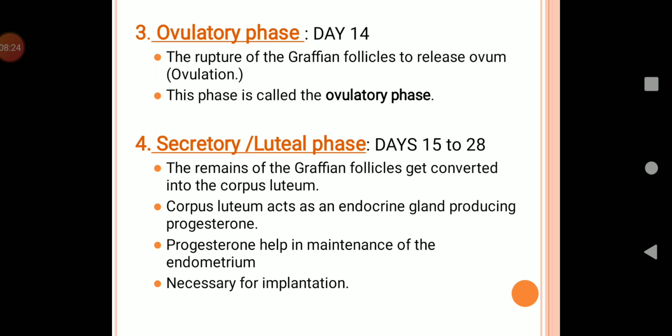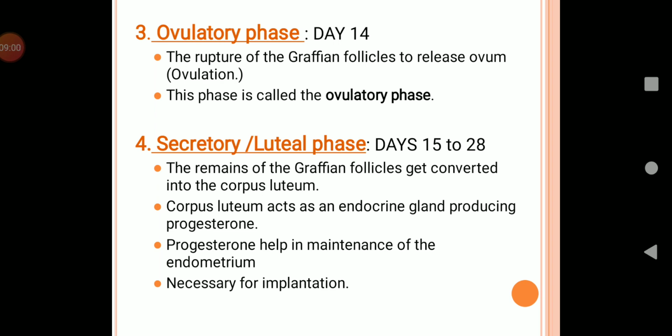Now coming to the fourth phase, the secretory or the luteal phase. During this phase, the ruptured follicle closes after releasing the egg and forms a structure called corpus luteum, which produces increasing quantities of progesterone hormone. Now this phase occurs from the 15th to 28th day of the menstrual cycle, and certain changes in the ovary and the uterus take place.